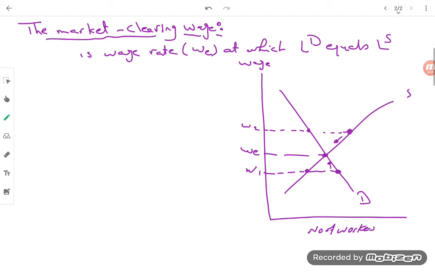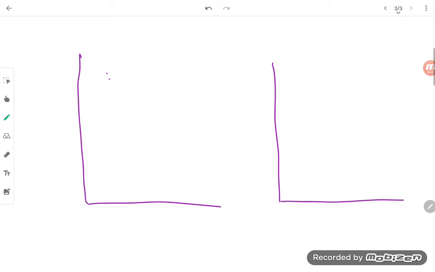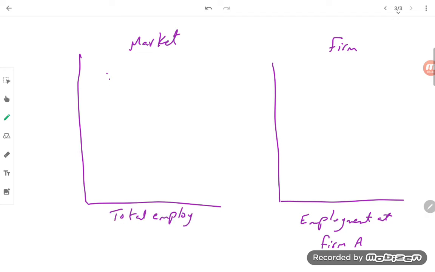This is the case of the market. What about the case of a firm? As we said, supply from the point of view of the firm is horizontal. So these two graphs, one of them for the market and the other one for a firm. And this is the number of workers or employment at this firm, say firm A. And this is total employment. And this is the wage rate.